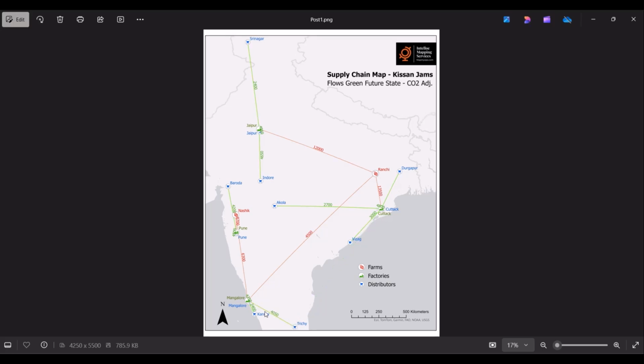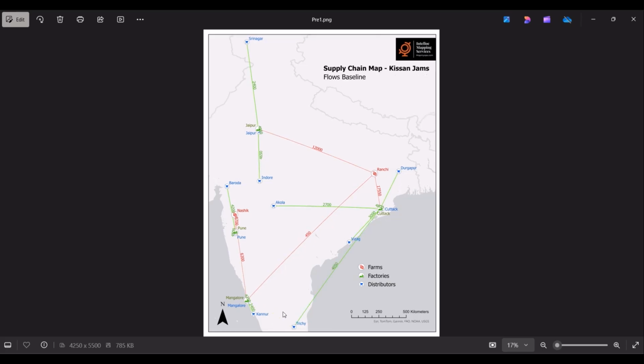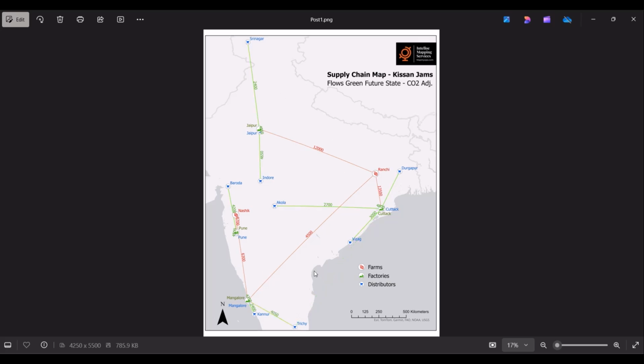This dichotomy is not that visible in the factory to distributor flows, which are more distance conscious due to their similar capacities. That being said, in the future state map, factoring in the GHG constraint, one can observe that the Trichy distributor will now be taken up by the Mangalore plant instead of the Cuttack plant previously.